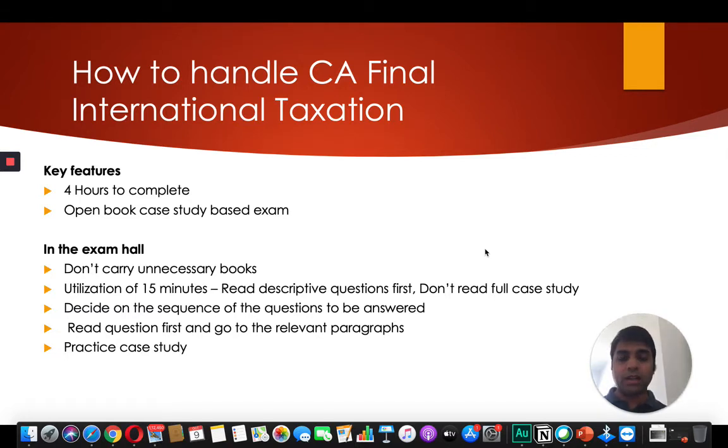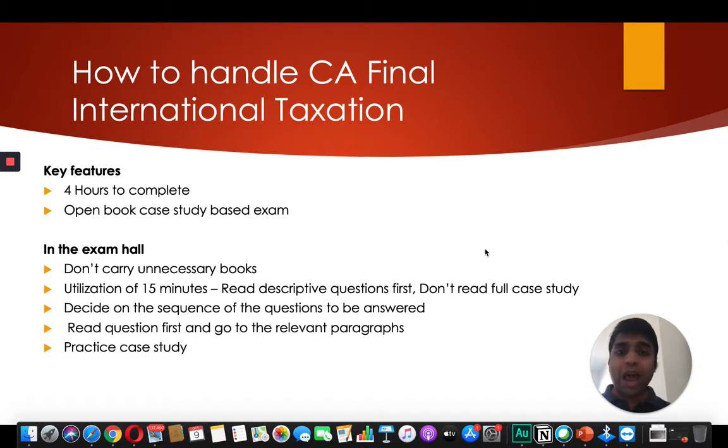So read the descriptive questions first, and if you feel that out of the 5 or 6 case studies, there are 3 case studies where you can easily address the descriptive question, follow that case study and answer that question first. So that 15 minutes is very, very important to read the entire question paper. As I mentioned, the approach of reading the question paper in this paper would be different compared to other papers, because this is a case study based examination.